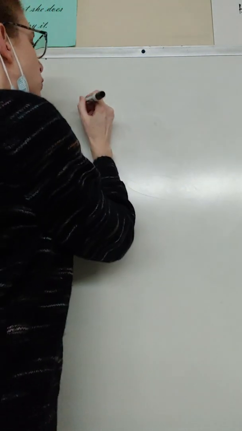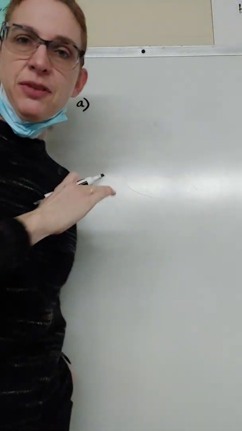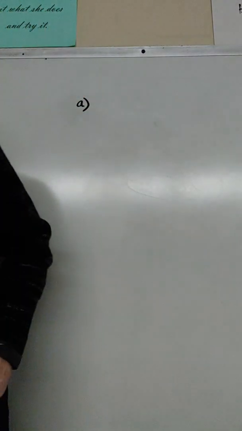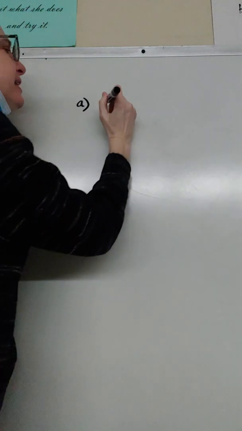All right, so quick check 2. Let's look at quick check 2. 15% tip for each amount. Okay, I'm going to do A with you, and then I'm just going to give you the answers for B and C. Okay, A was a 15% tip.